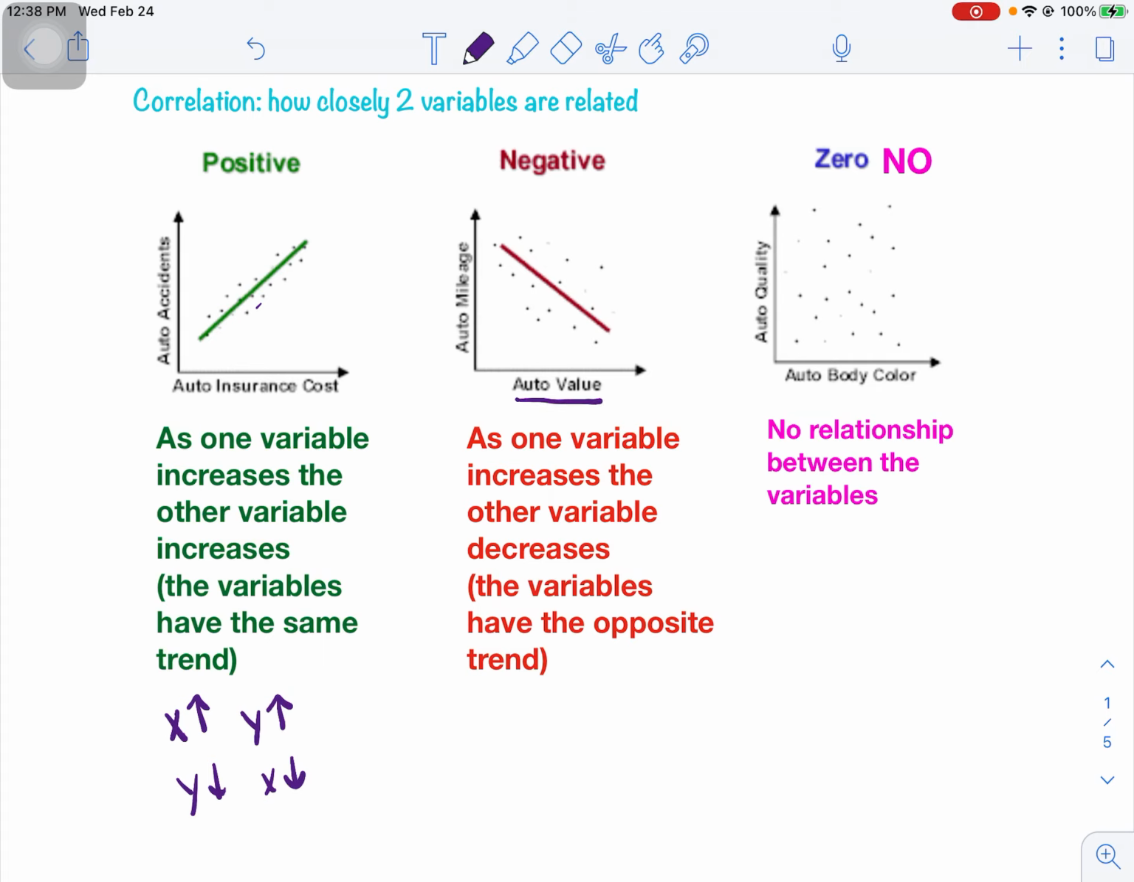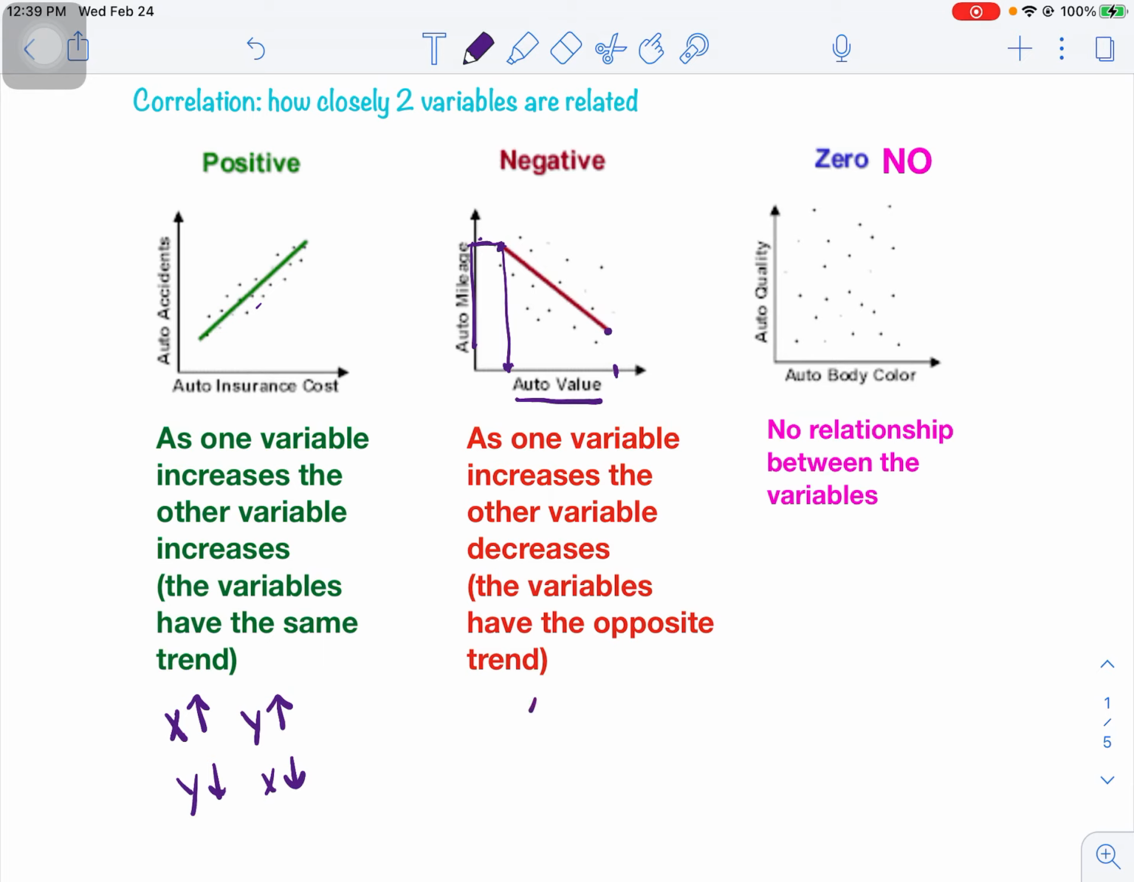Notice we have auto values and auto mileage. If we look at this little point right here, the auto mileage is up high, but the auto value is down. And when we continue on, as the auto mileage goes down, the auto value is further up. So the more mileage that a car has, the less it's worth. That makes sense to most people unless it's a classic car. So as one variable increases, the other variable decreases.